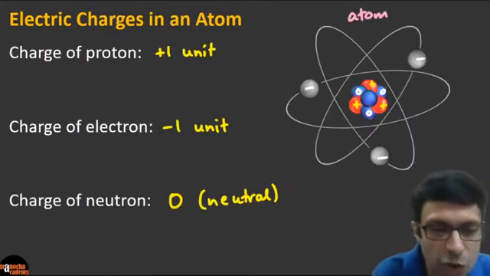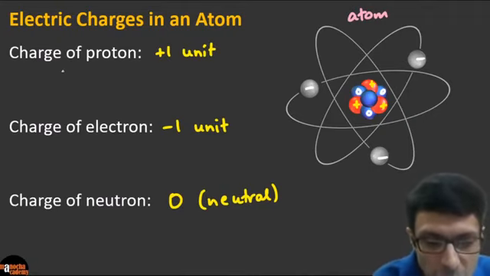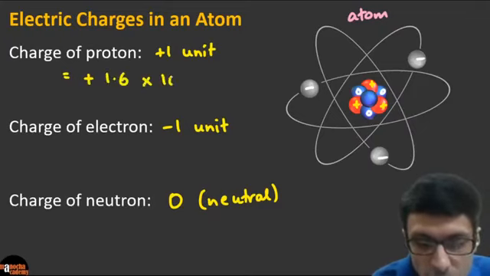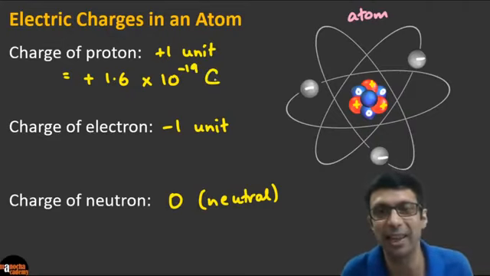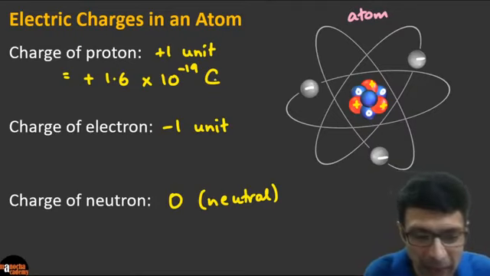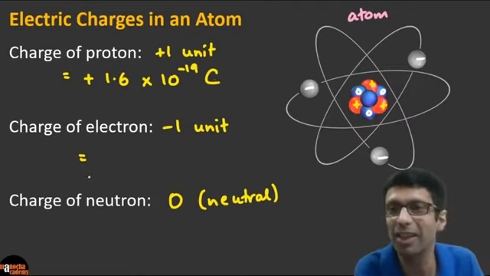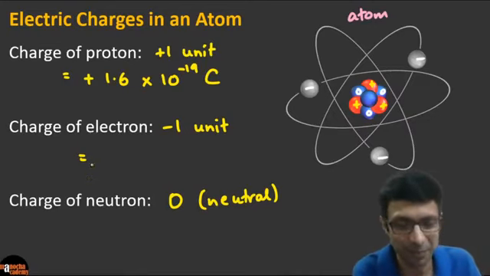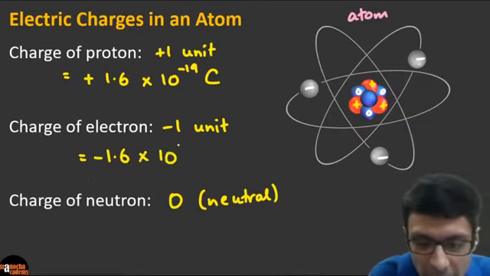So how much is the charge of a proton in coulombs? You need to remember that. So that's going to be equal to +1.6 into 10 to the power -19 coulombs. Okay, guys, so +1.6 into 10 to the power -19. Excellent. And electron is exactly the same as the proton except with the negative sign. So it's going to be -1.6 into 10 to the power -19 coulomb.